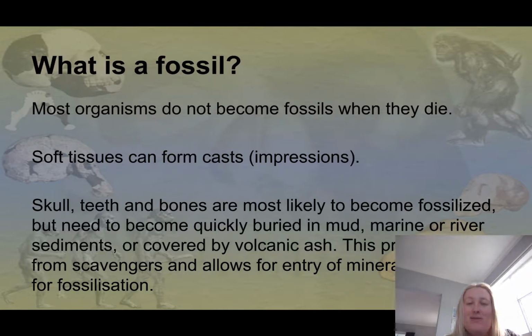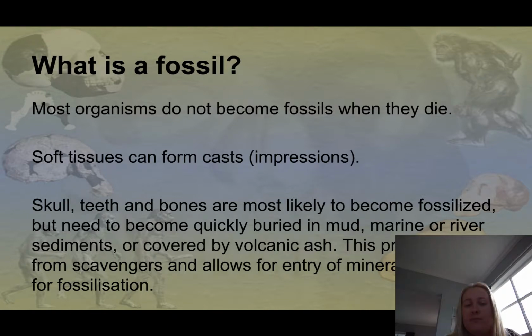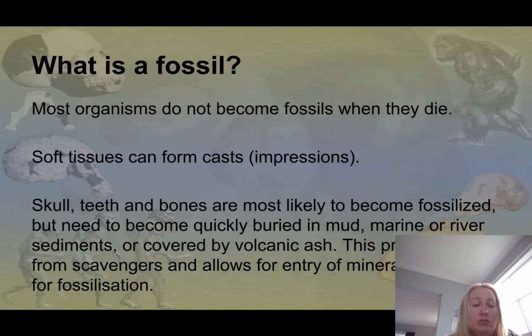So like I said, they need to die at very specific places, so a river or in the water, and quickly sink. Or another one, covered in volcanic ash. So think about places like Pompeii. You can go there and see the fossils of people because they were covered by volcanic ash, and they've left a cast of that person's soft tissue. So dying in these locations protects them from scavengers and allows for entry of minerals required for fossilization.